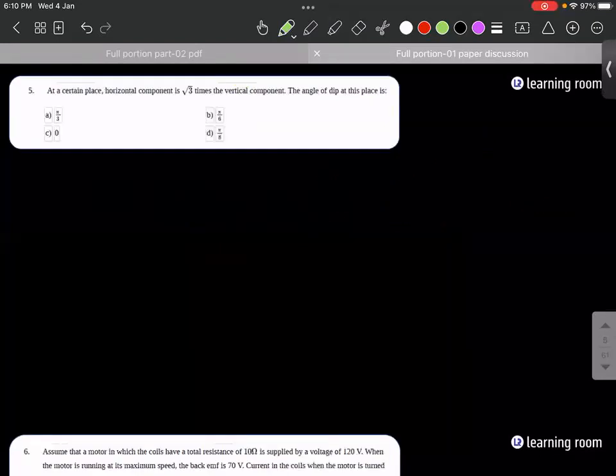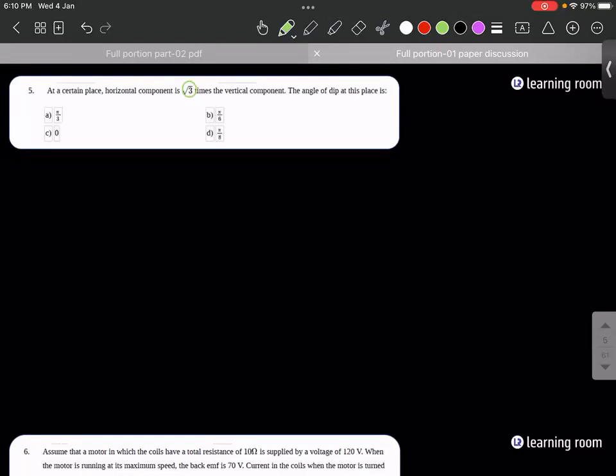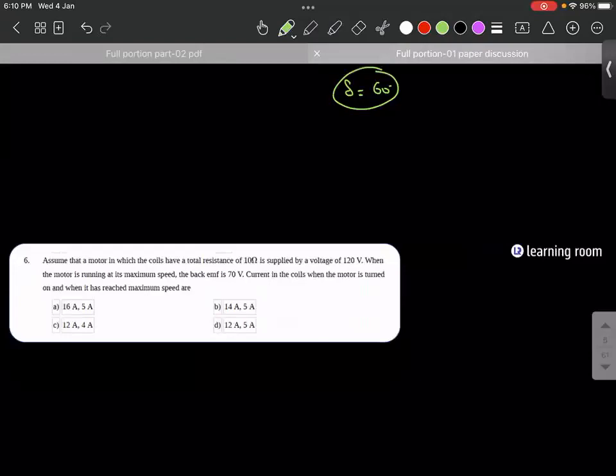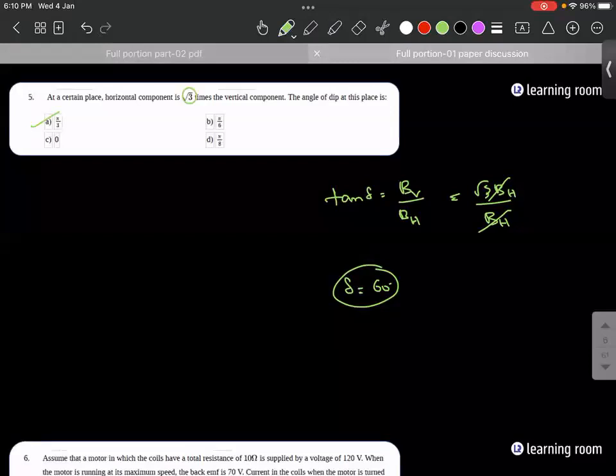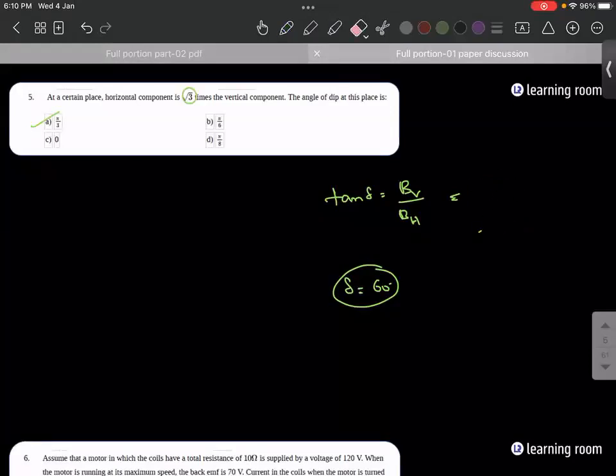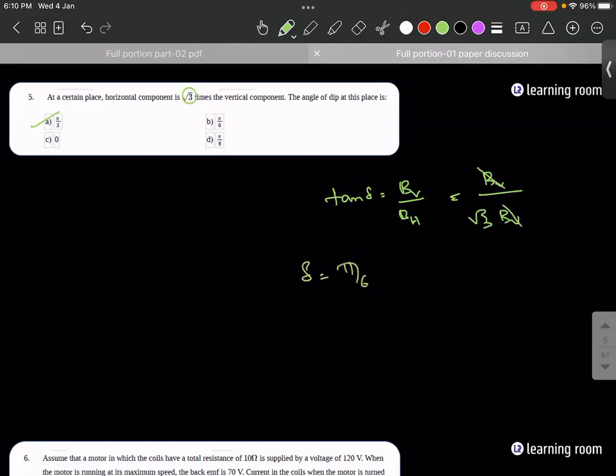At a certain place, the horizontal component is root 3 times its vertical component. Then the angle of dip is tan delta is equal to BV divided by BH. So root 3 times BH divided by BH. Cancel this and this. So delta is equal to 60 degrees, pi by 3. Oh, sorry. Horizontal component is... One minute, I didn't check that. So it is BV divided by root 3 times BV. Cancel this and this. So delta should be equal to pi by 6. Is there an option? Fifth one, yes, pi by 6.